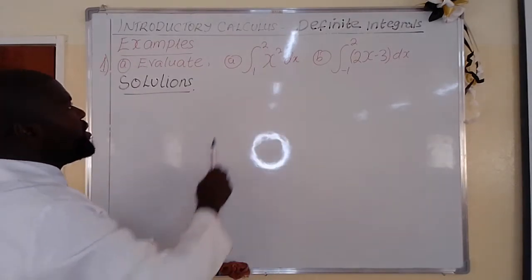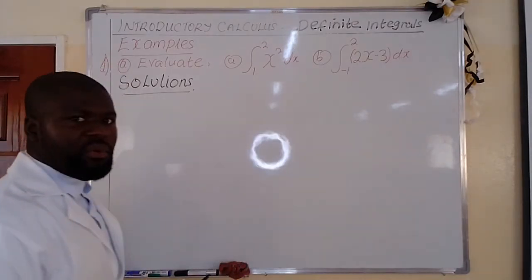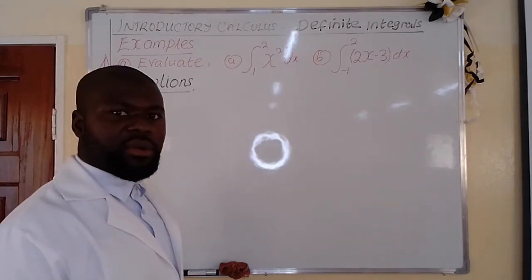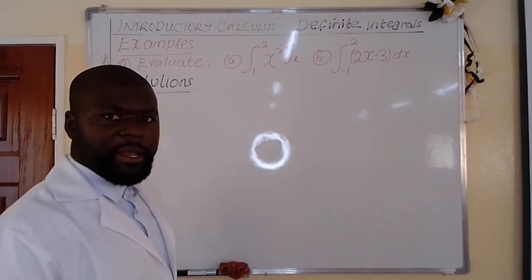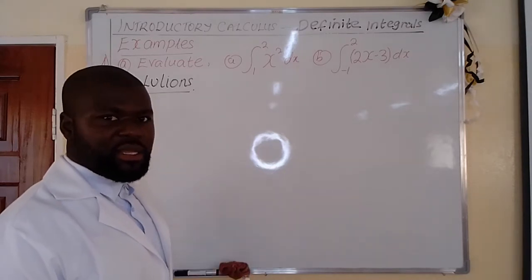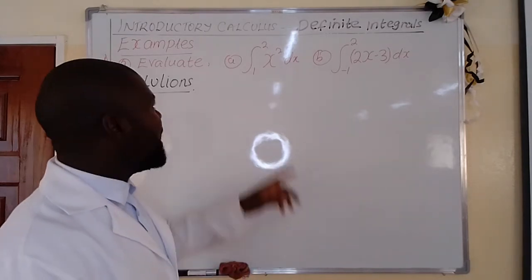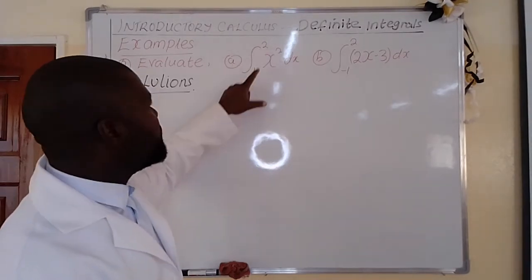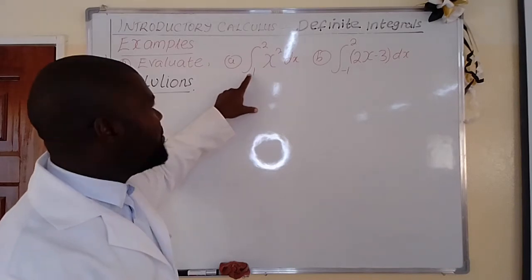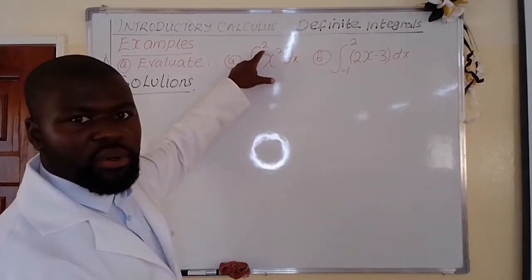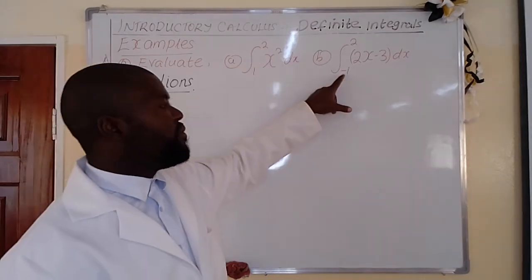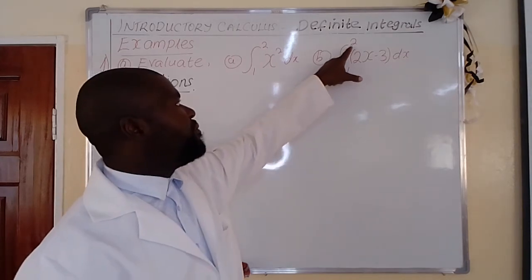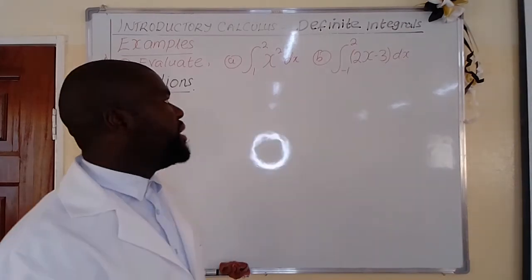So these two are examples of definite integrals. They are definite integrals because the limits are given. The limits that we are talking about are these two figures. We have 1 here and 2 here. So 1 is called the lower limit and 2 is called the upper limit. Similarly here for B, -1 is called the lower limit and +2 is called the upper limit.